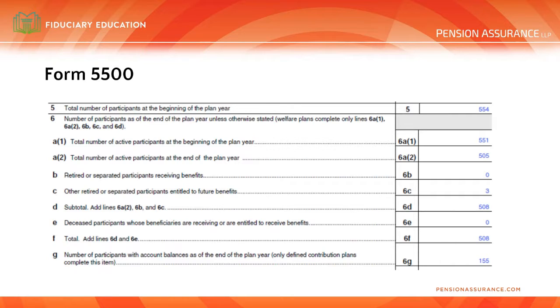Let's jump down to 6g, and that would be the number of account balances currently in the plan, so 155. So if I look at this 5500, I would understand that there are 155 active accounts, or accounts in the plan. 152 of those are from actively employed participants, and then 3 are kind of old account balances sitting there from terminated employees. Nevertheless, the participant count is, as it states in line 5, 554 participants: eligibles, actives, and account balances from terminated employees. So when you have a Form 5500 that has more than 100 participants listed on line 5, that would be considered a large plan.